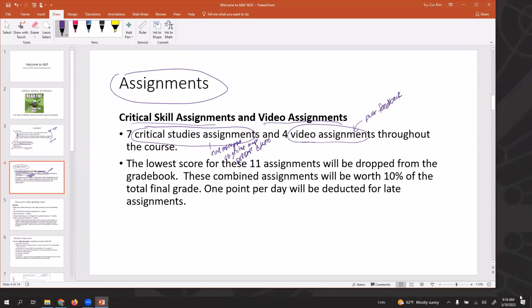So if you view the video assignments as an area to make mistakes, then you're more likely to give constructive feedback on each other's videos, okay? All right, then the lowest score for these 11 assignments will be dropped. So altogether, the assignments make up 10% of your grade. Questions?